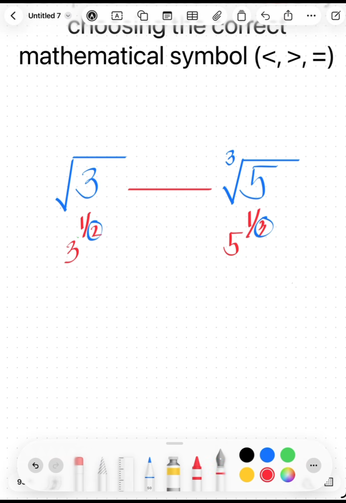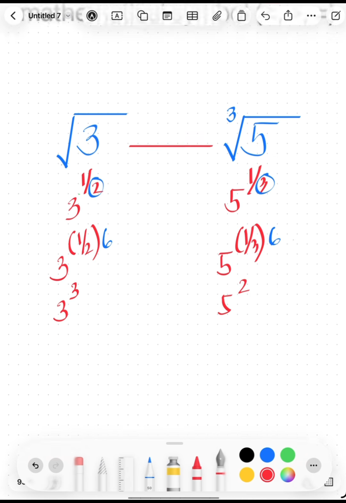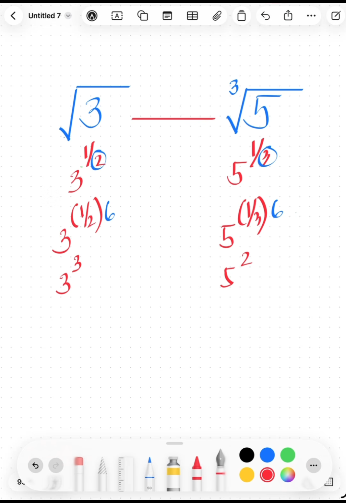So let's multiply the two exponents by 6. So 3 raised to 1/2 times the LCD of 2 and 3, which is 6. And let's do that on the other side, 1/3 times 6. And let's simplify this one. So 3, 1/2 times 6, that is 6 over 2 or 3 raised to 3. And then 1/3 times 6 or 6 over 3, that is 5 raised to 2. So our simplified form will be 3 cubed, that's 3 times 3 times 3, and the answer is 27. And 5 squared, which is 5 times 5, 25.